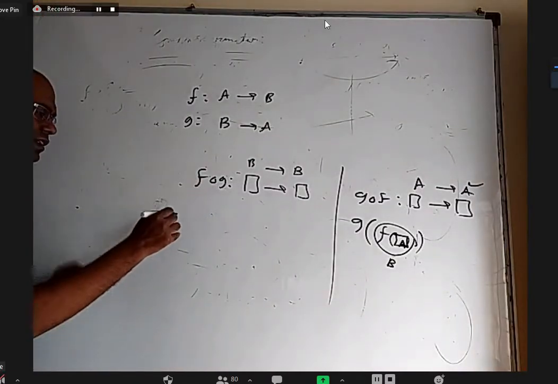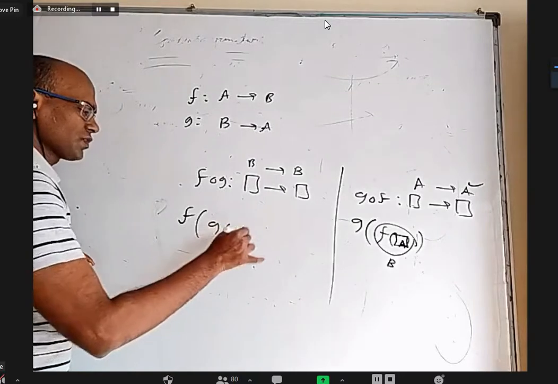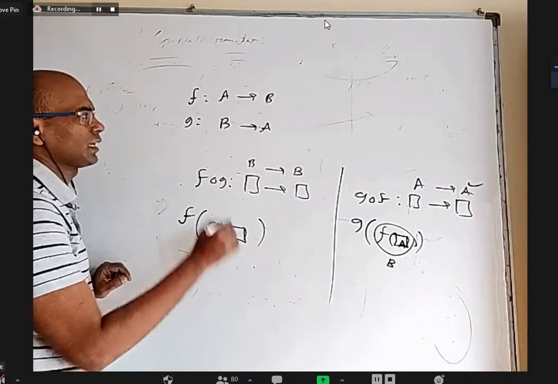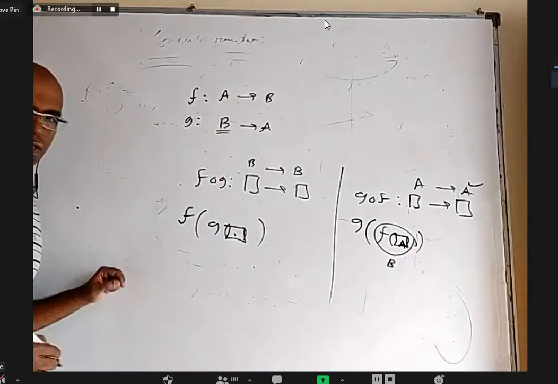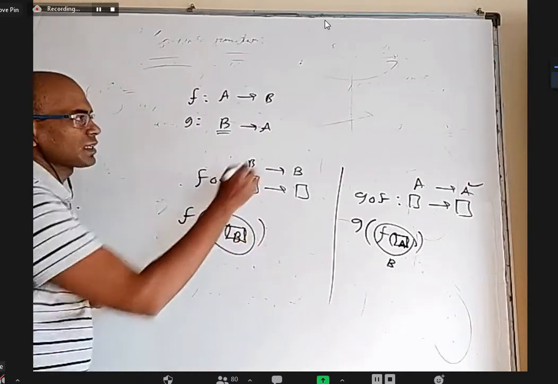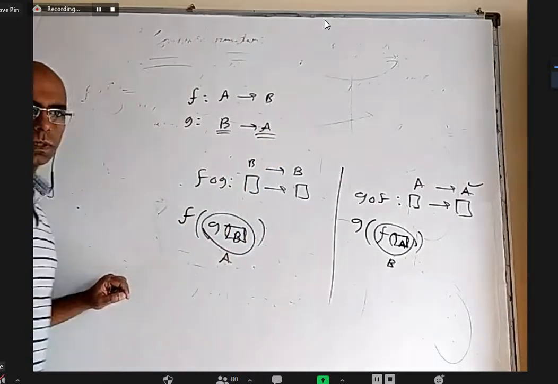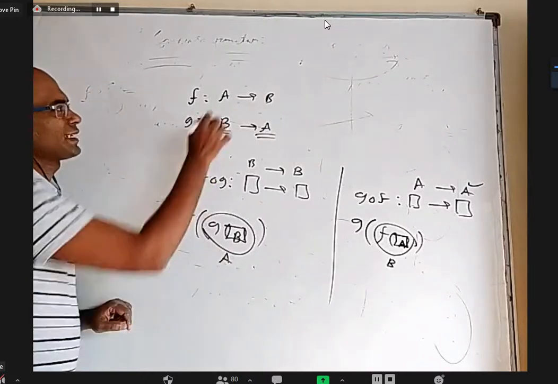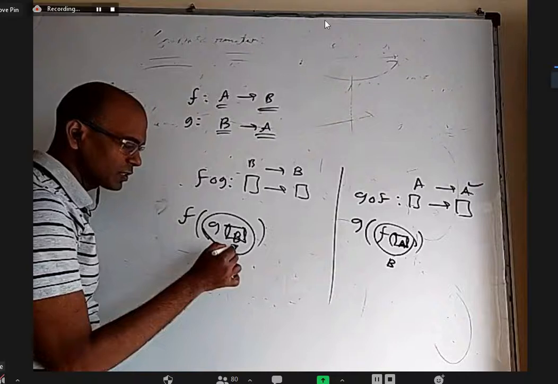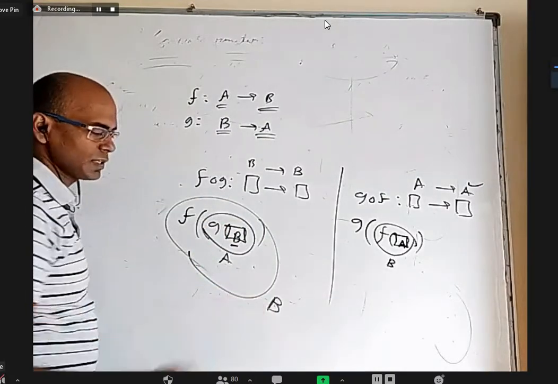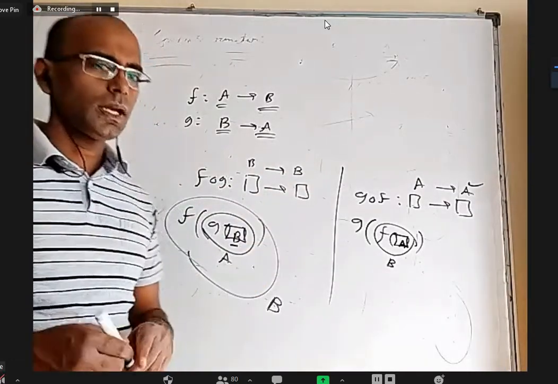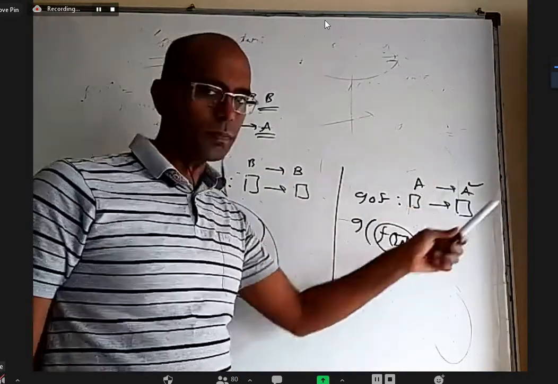Coming to F circle G, if you want to talk about F of G of something, G of something, that element should belong to the domain of G, which is B. And G of B, that answer will belong to set A. And F of an element in set A, finally will get in set B. So the initial input is B and the final output is B. So F circle G is a function from B to B, and G circle F is a function from A to A.